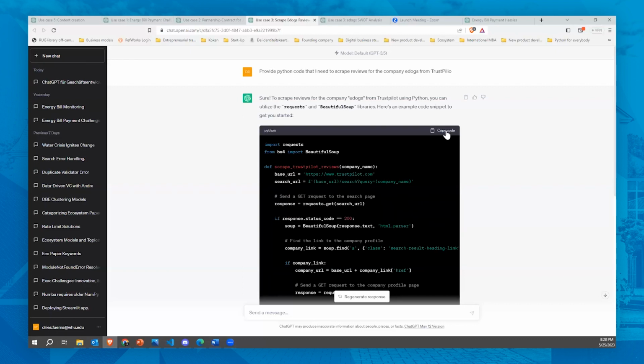And then you see you have here even the option that you can simply copy code, put it in your Python environment, and then you will have to do some small changes. For instance, of course, you will have to replace the company name, in this case by eDocs. But then actually, in my experience, this code tends to be very good. So most of the time, you will then just have to run the code and it will work perfectly. So in that way, you then have quite sophisticated code to scrape the competitor from Trustpilot.